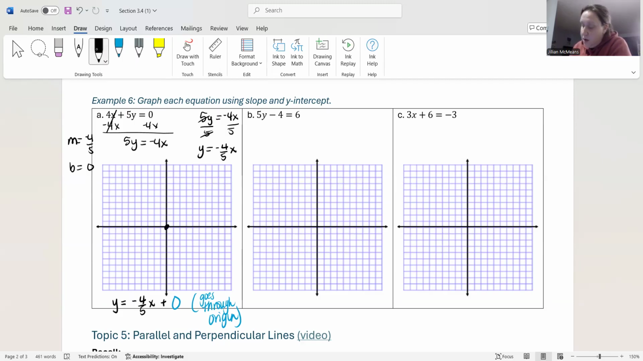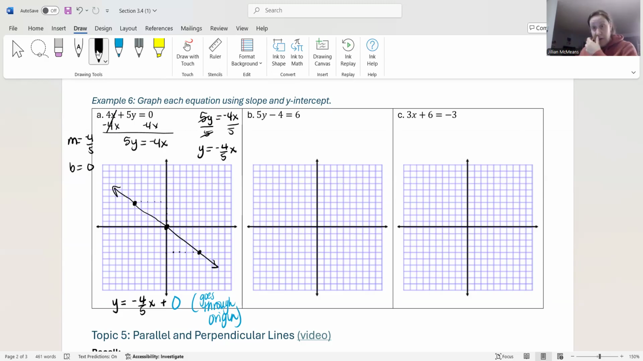So I'm going to plot the origin. And then I'm going to go down 1, 2, 3, 4, and to the right 1, 2, 3, 4, 5. I could also go up 1, 2, 3, 4, to the left 1, 2, 3, 4, 5. As you can see, these points are on a line, so we connect. And there you have it.